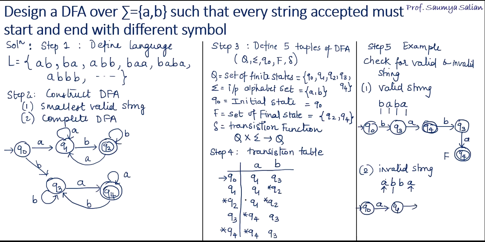Q1 on input B goes to state Q2. Next input is B. Q2 on input B goes to state Q2. Last input is A. Q2 on A will be in Q1 state, which is a non-final state. This indicates that the given string ABBA is rejected by the machine since it is not reaching the final state.